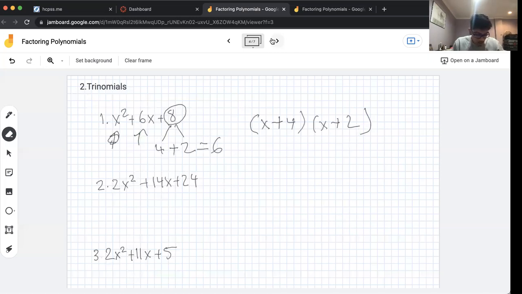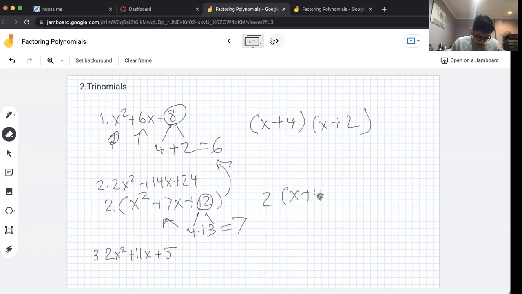For our next expression here, we have a greatest common factor that we can take out, the 2. So we can further simplify this as 2 times (x squared plus 7x plus 12). Now we can do the same thing that we did here and find two factors of 12, 4 and 3, which multiply to make 12, and also add to make the coefficient here, which is 7. All right. So now we can simply write this as 2 times (x plus 4) times (x plus 3). That is the factored form.